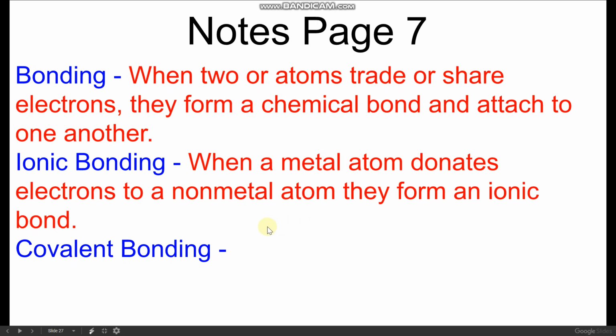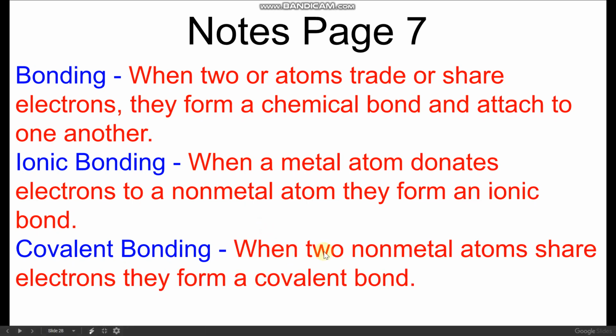In covalent bonding, that's when 2 nonmetal atoms share their electrons. So there's no donating going on here. They just share the electrons. We'll talk more about that when we come to covalent bonding. We're going to do ionic bonding first. But first, we're going to just talk briefly about how you can recognize whether 2 atoms are going to form an ionic bond or a covalent bond.